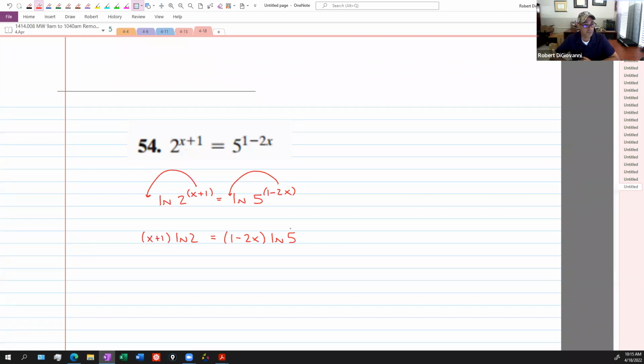Y'all with me? Now, I'm just going to divide both sides by natural log 2. And on the left side, it goes away. I get x plus 1. And on the right side, 1 minus 2x times, which I would do on my calculator, which we just did earlier. That was 2.322.